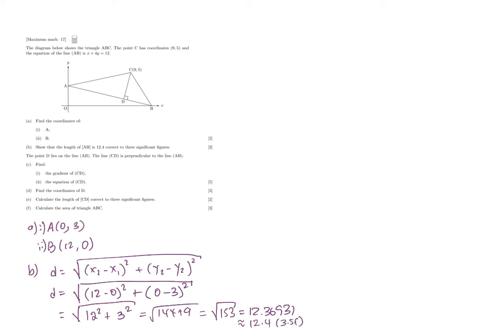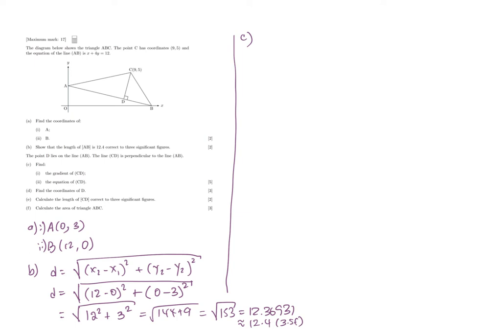Now we're going to continue with part C. The point D is on the line AB. The line CD is perpendicular to the line AB. Find the gradient of CD. The information that we have is that CD is perpendicular to the line AB. Therefore, the product of the slope of AB and the slope of CD should be equal to -1. First, we need to identify what the slope of AB is.